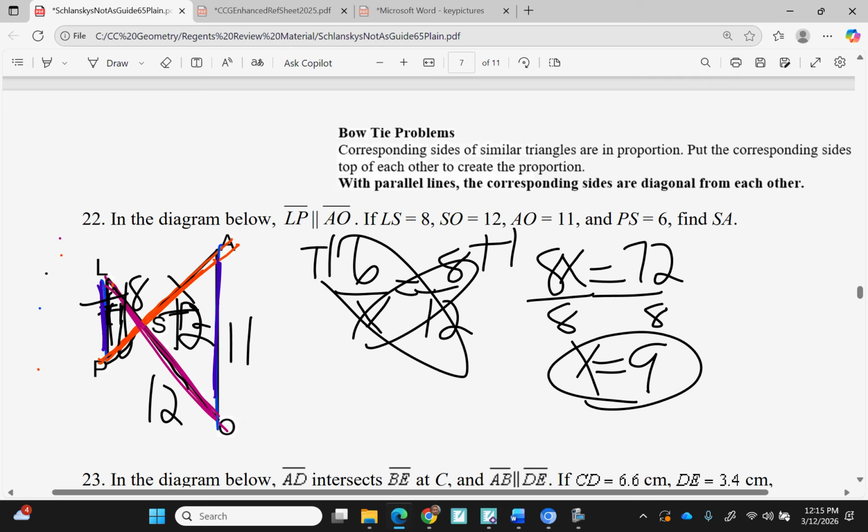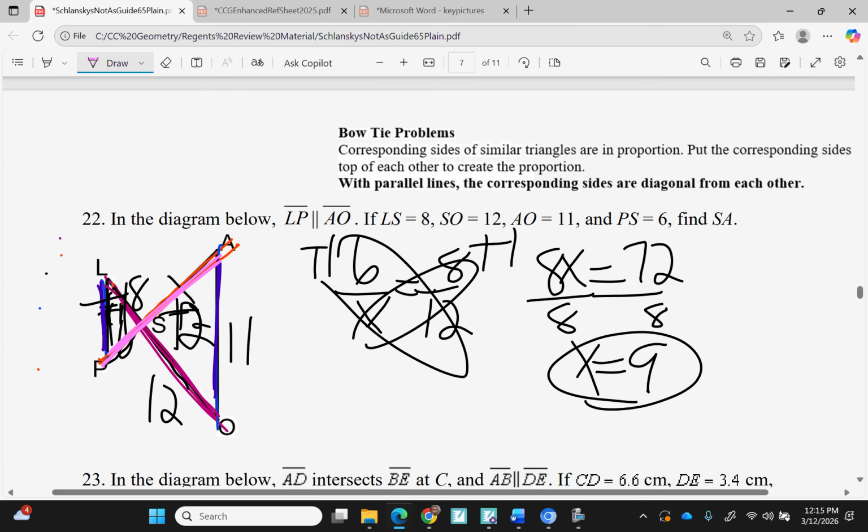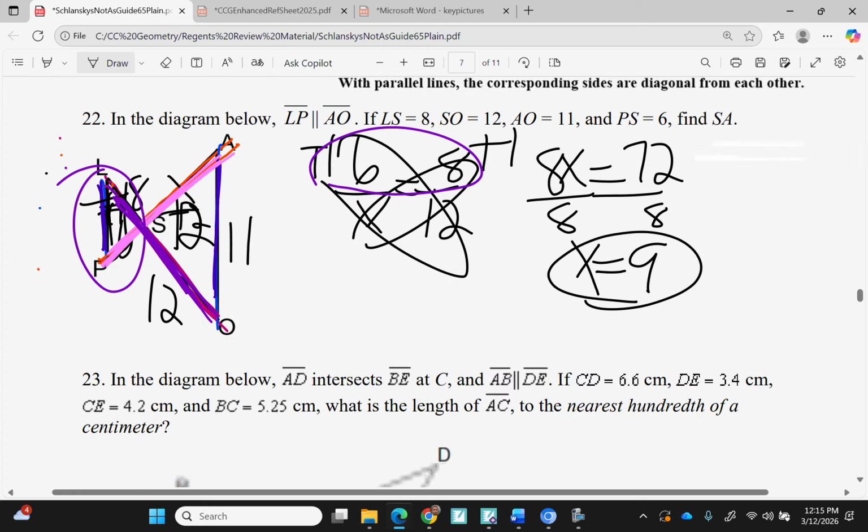Bow tie problems, the corresponding sides are on the same diagonal. So those correspond, and those correspond, and the parallel sides correspond. And make sure triangle 1, triangle 2. If this triangle goes on top for one of them, it must go on top for both of them.